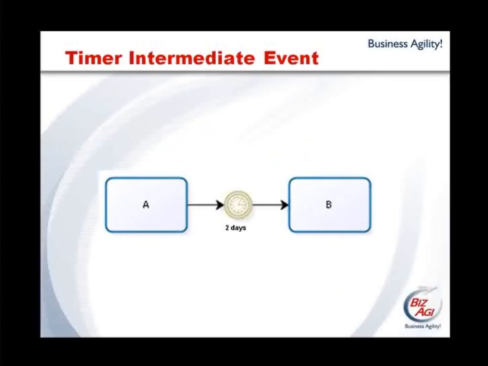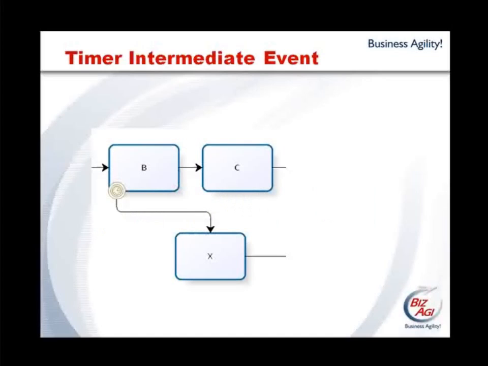When the timer intermediate event is placed within the normal flow of the process, indicating a waiting time, it means the timer intermediate event acts as a delay mechanism. The process waits for a specific date or specific time, or waits for a specific duration to be able to continue.